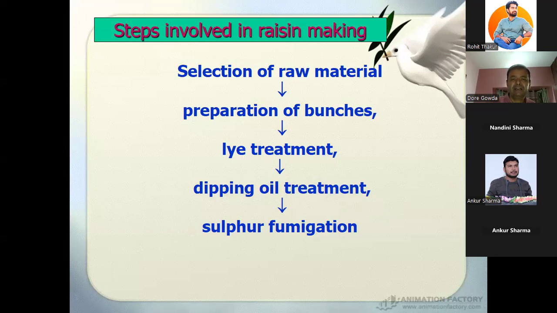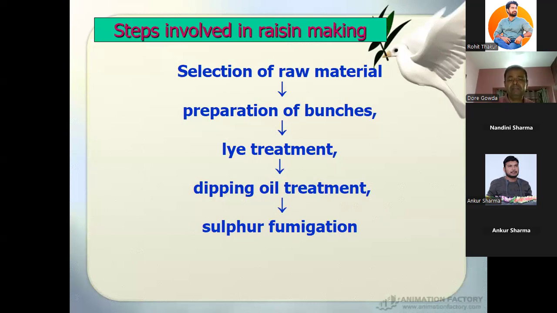Steps involved in raisin making: select raw material, preparation of bunches, lye treatment. We have to note that lye treatment is sodium hydroxide treatment. If we just take grapes, prepare bunches and dry as it is, we won't get the desired color. So lye treatment is dipping the prepared grape bunches in sodium hydroxide solution. Prepare a 0.3% sodium hydroxide solution and boil it. When it comes to a boil, dip these prepared grape bunches for just 3 to 5 seconds and take them out. While doing so, you have to be careful not to touch the boiling solution by hand, because it will hurt your hands.